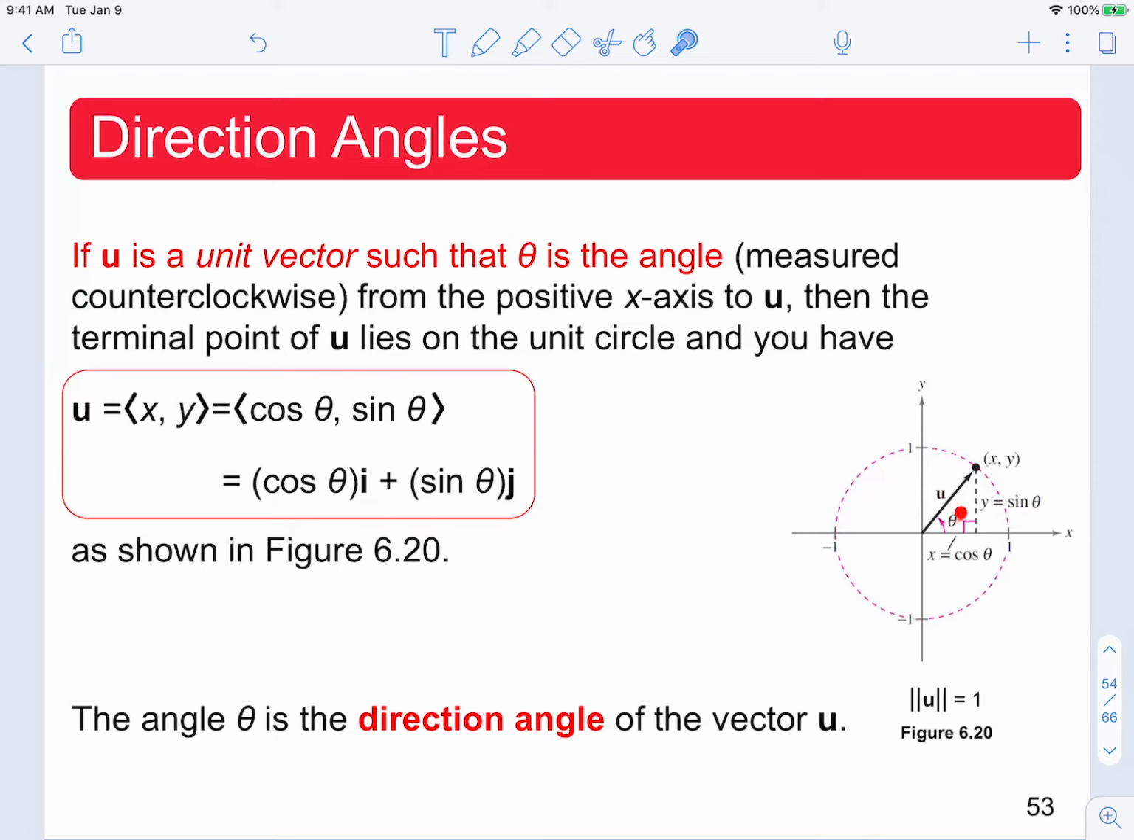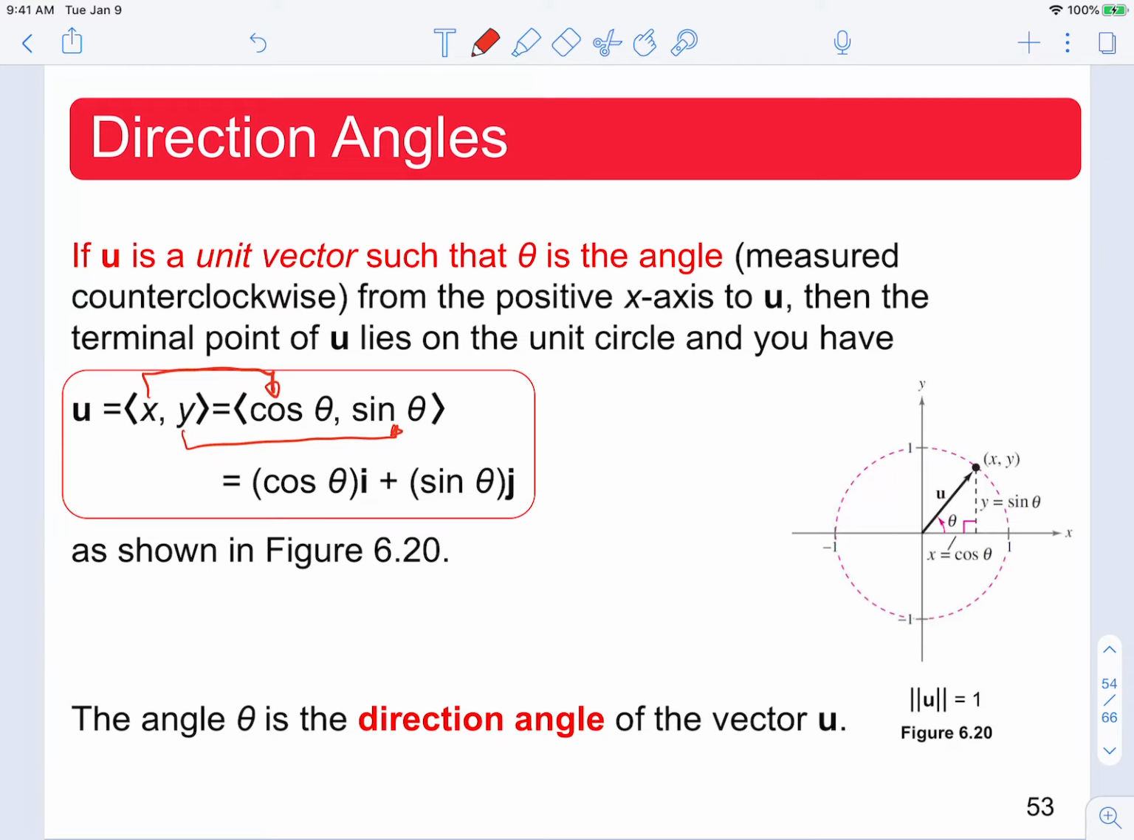We have this angle theta, we have this radius, we have our unit circle, we have this point on the circle. And we know that when we have a unit circle, the x component is cosine of theta, and the y is sine of theta. And you have the following. So u, its components are x and y. Therefore, its components are cosine theta and sine theta.